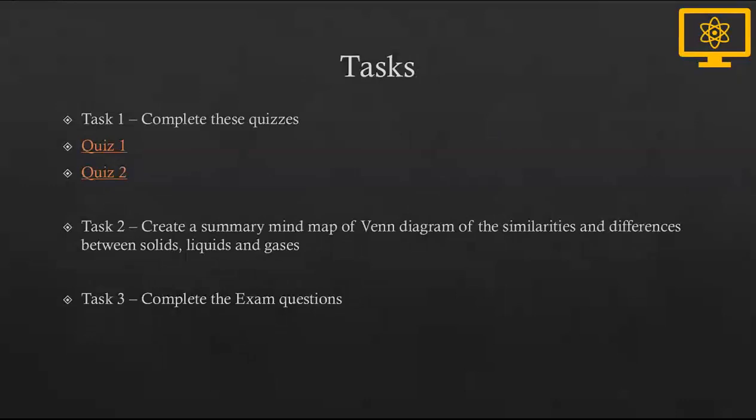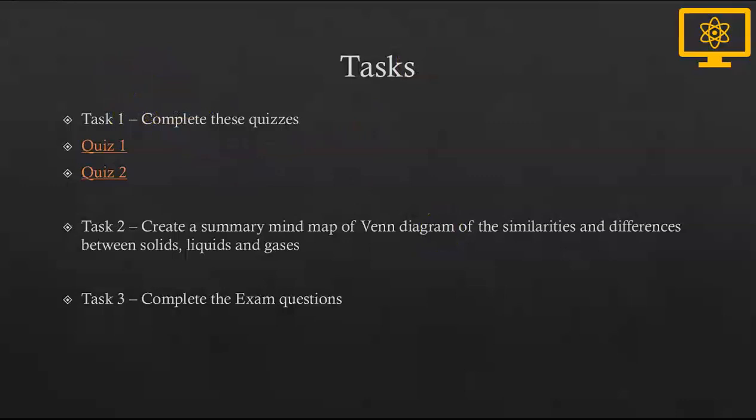So before we move on to the next bit, I've got some tasks here for you to complete. We've got 2 quizzes to start you off in order to check that you've understood everything so far. You can take the quizzes and then go back through parts of the video just to double check your knowledge. Then once you've done that, I want you to create a summary mind map or a Venn diagram of the similarities and differences between solids, liquids and gases.